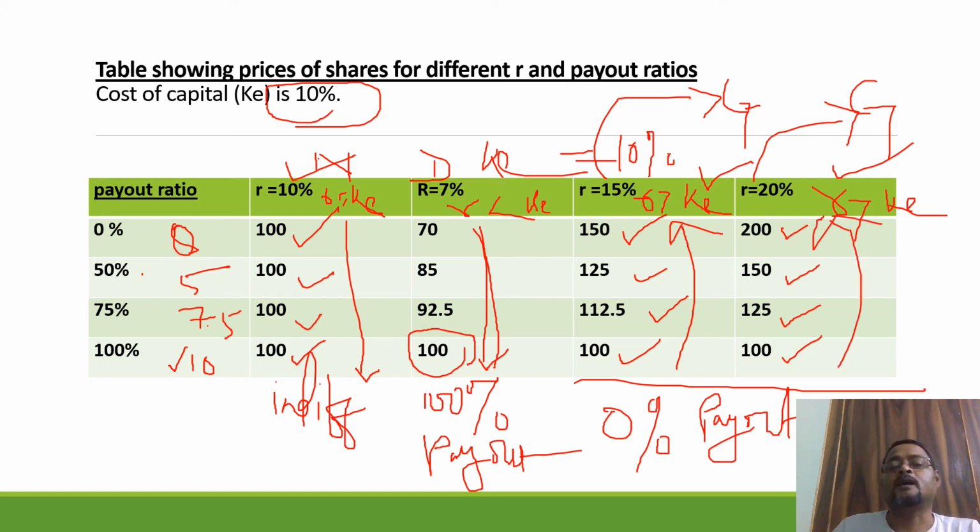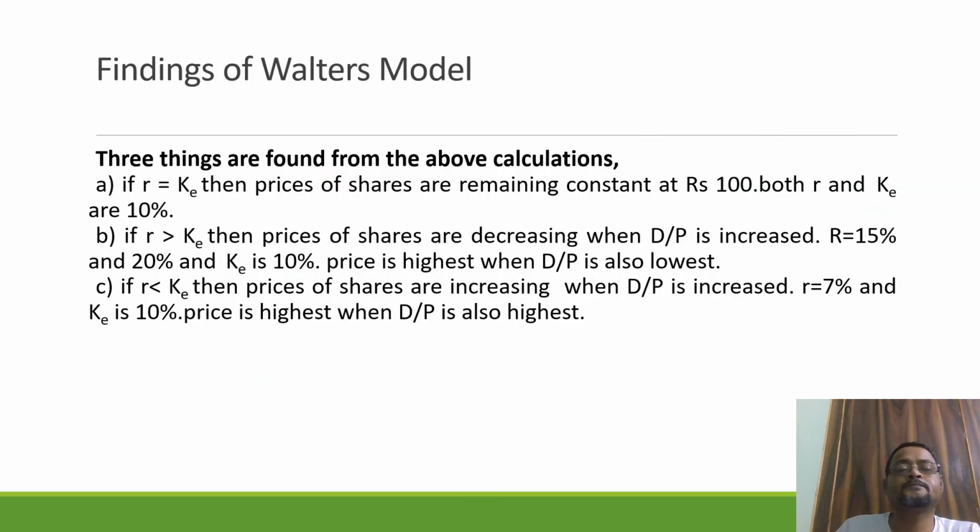So this means the concept of Walter, based on whatever assumptions he has taken, is coming true: dividend decisions by the management are relevant, and particular stock prices can be maintained by sticking to particular dividend policy decisions. But you need to calculate all these values for that formula. So what I have told you is, if R is KE, which is a normal firm, prices are constant, dividend policy really doesn't matter.